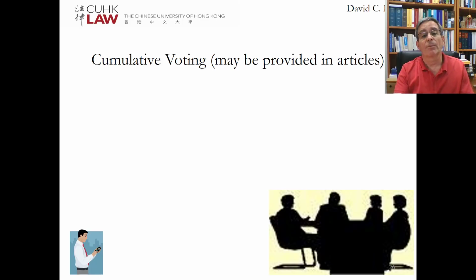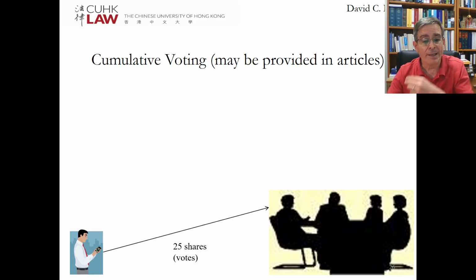Cumulative voting is something we haven't talked about at all, and you will not be tested on cumulative voting. It is not provided for in Hong Kong law, but you may see the term, and I think it's useful just to explain how this works. So here we have a voter, and we have a board. Assume this board of 4 persons is retiring and up for vote. The voter has 25 shares, 25 votes.